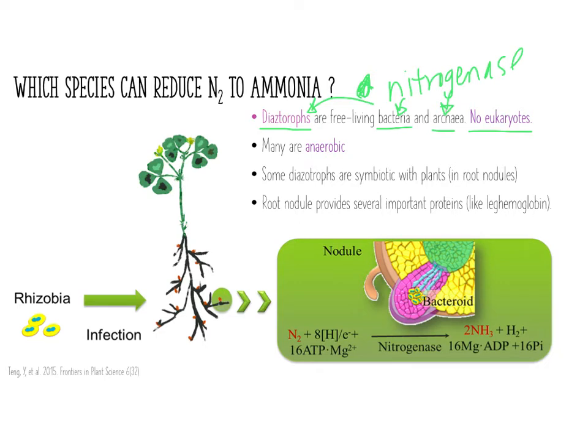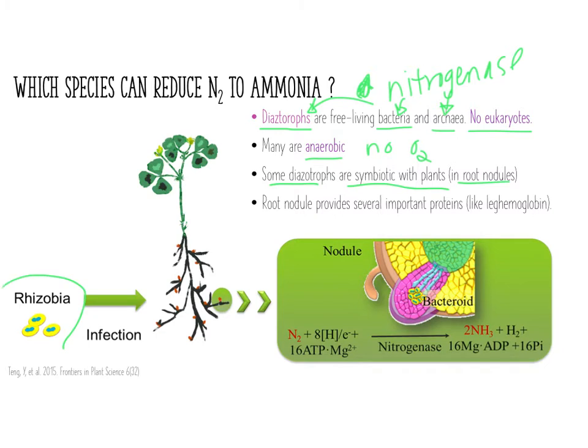Of these diazotrophs, many of them are anaerobic. That means they cannot survive in oxygen conditions. So no O2, and that's going to become important. Some of the diazotrophs are symbiotic with plants in their root nodules, and these are the ones that we're going to focus on. And that's what this diagram down here at the bottom is. So we're going to look at bacteria that exist symbiotically with plants and the little root nodules.